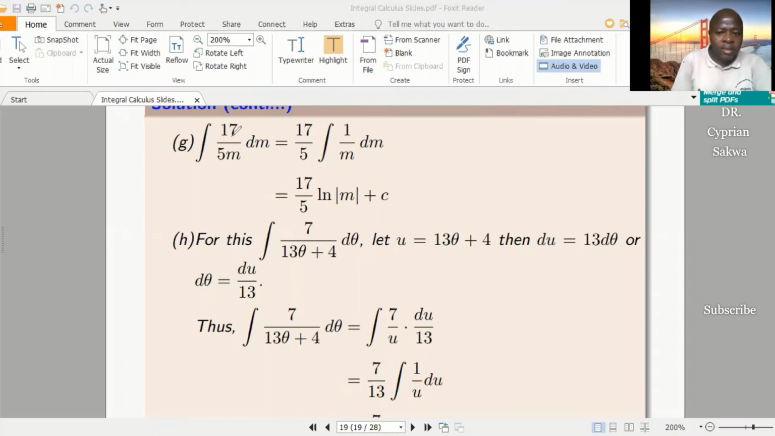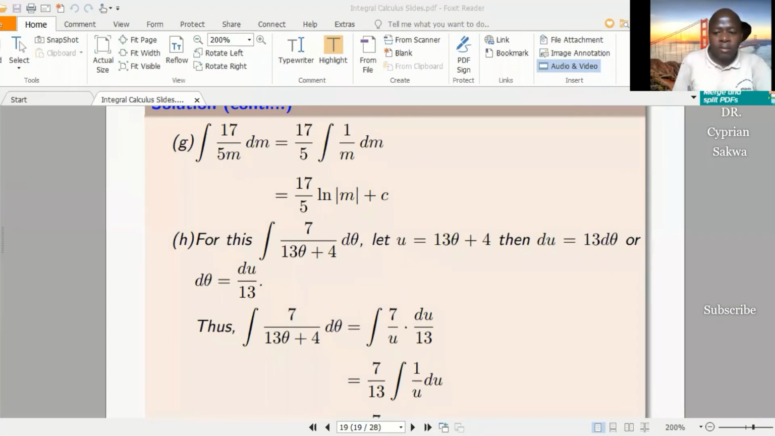So for this one, it's very easy. I just took the constants outside, and the constant is 17 out of 5. When I take it outside the integral sign, I have 17 out of 5, the integral of 1 out of m to the n. And this, we already know the result. So 17 out of 5, and the integral of this one is natural logarithm of m, then plus constant of integration. So that is how we do that.